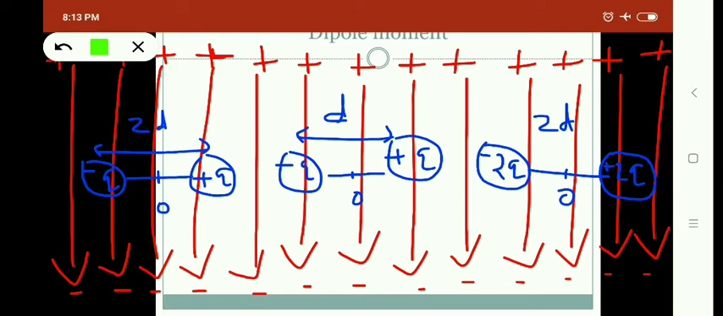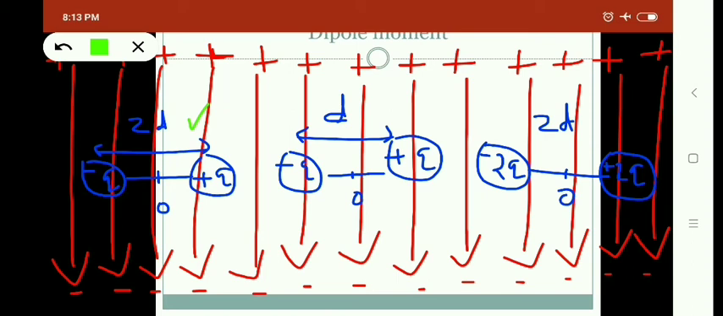Children, here I have considered a uniform electric field, pointing from positive to negative charge. Three dipoles are placed in this uniform electric field. This is one dipole. It consists of minus q and plus q charges separated by a distance 2d. Generally, the distance of a dipole is considered as 2d, not just d, for our simplicity and convenience.